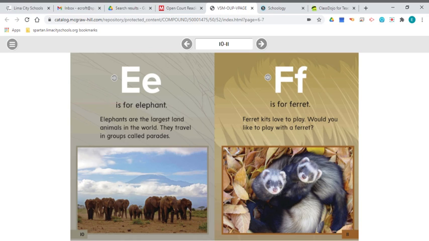Now it looks like my prediction might be right. The pattern is continuing on every single page where you have an uppercase letter and a lowercase letter and then an animal that starts with that letter.